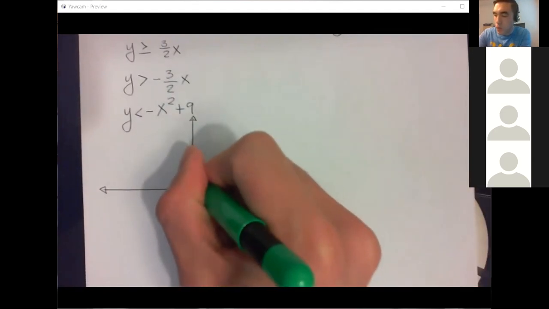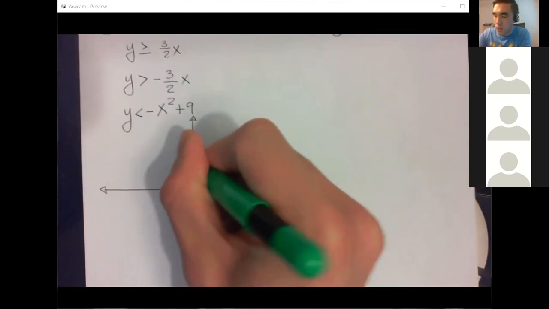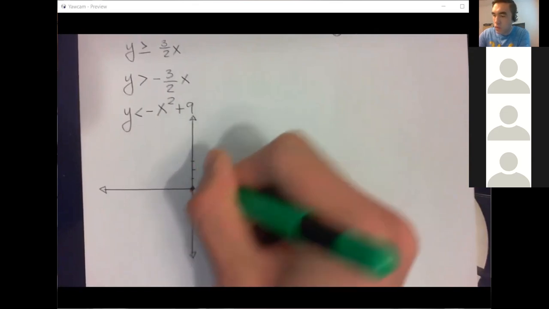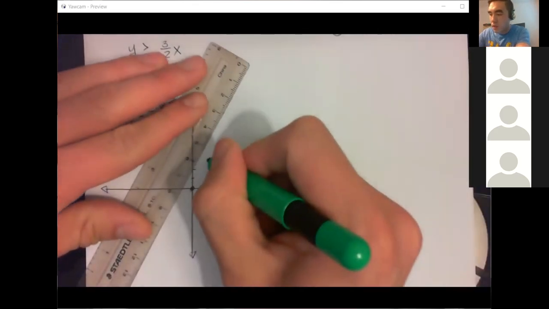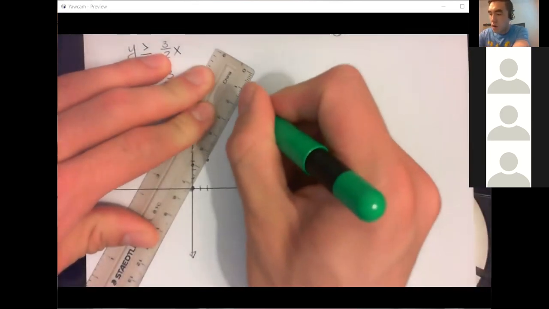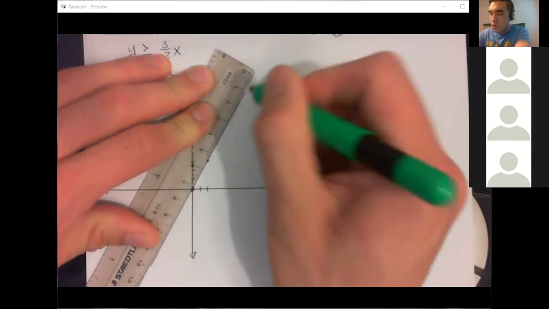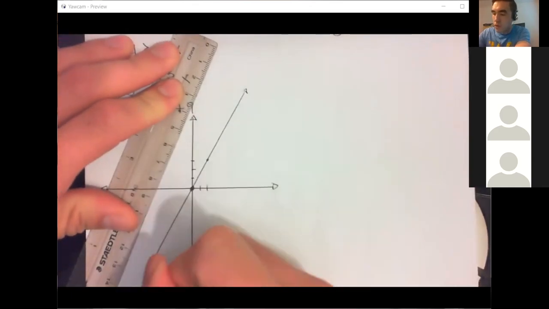Anyway, 0, 0 is our intercept for this first equation. And so I'll go up 1, 2, 3 over 1, 2. Here's another point on this line. And again, I'm going to connect them with a solid line because points along this line are pieces of the solution. So there is my first equation.